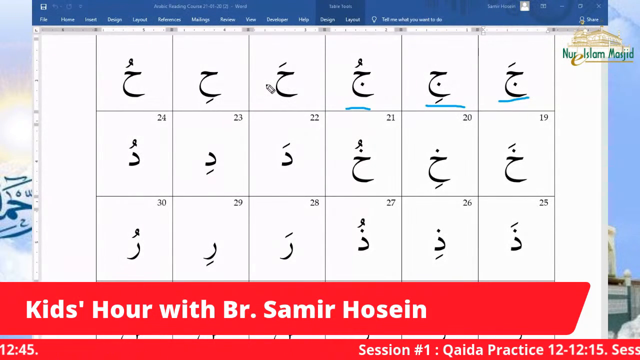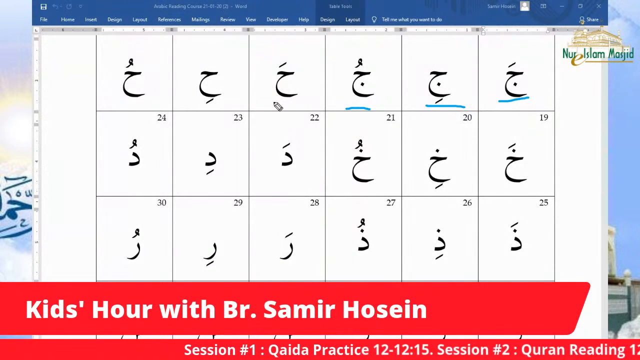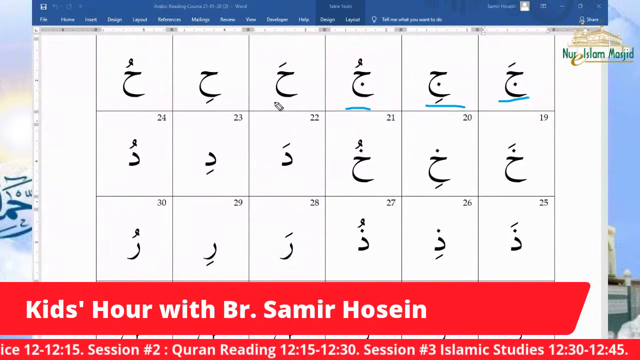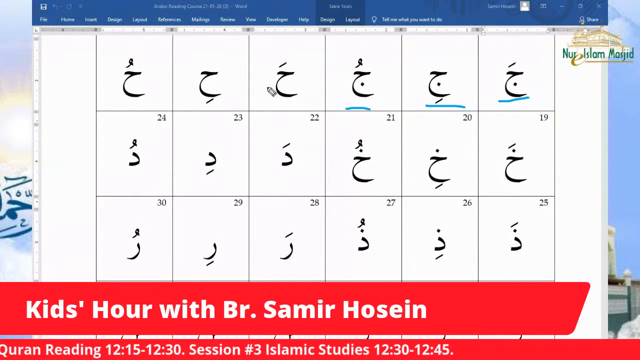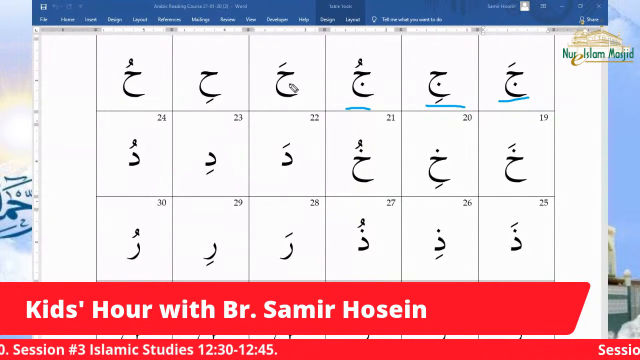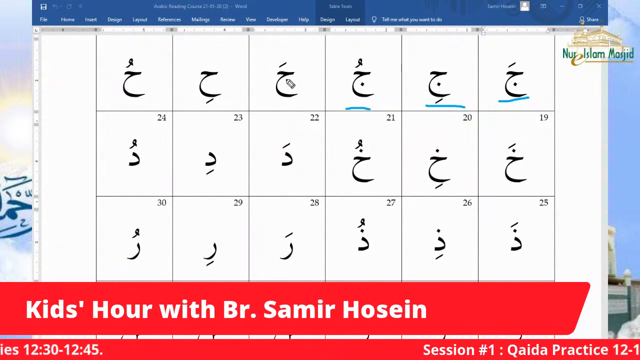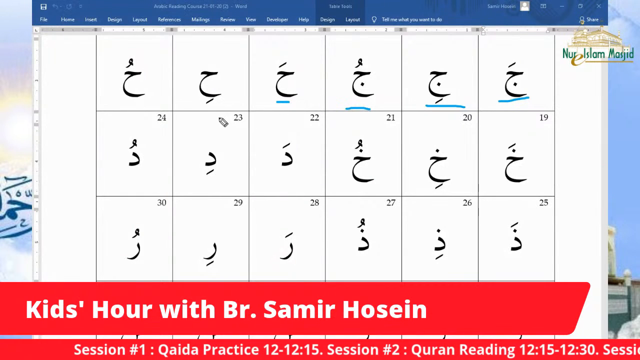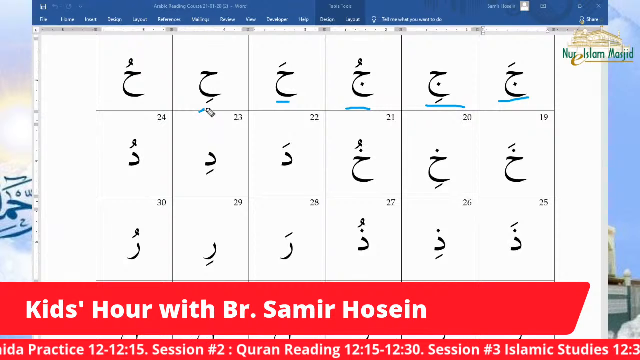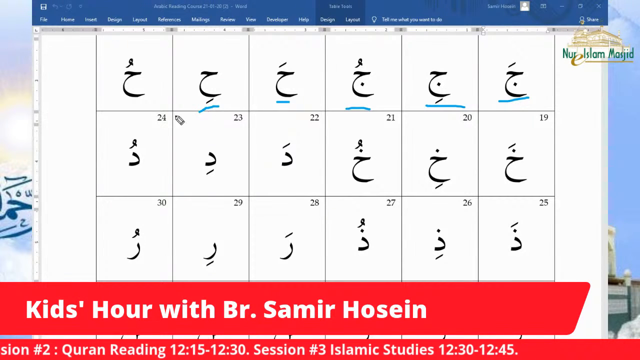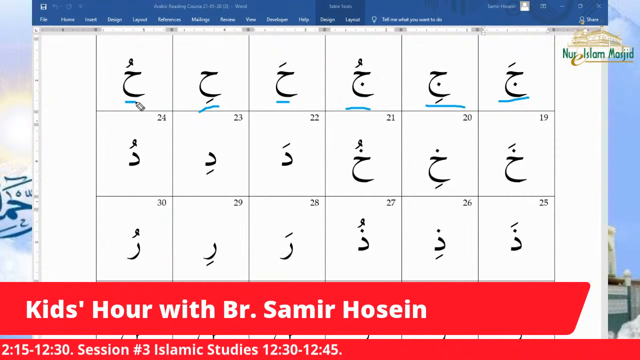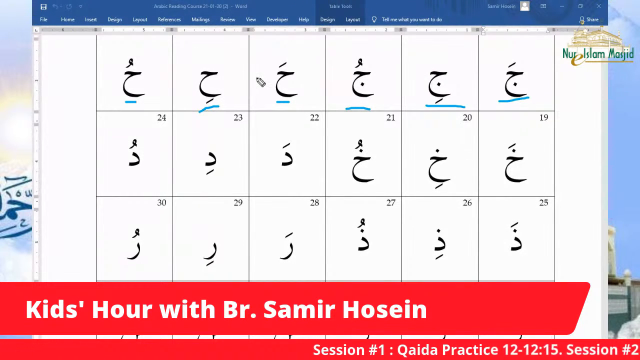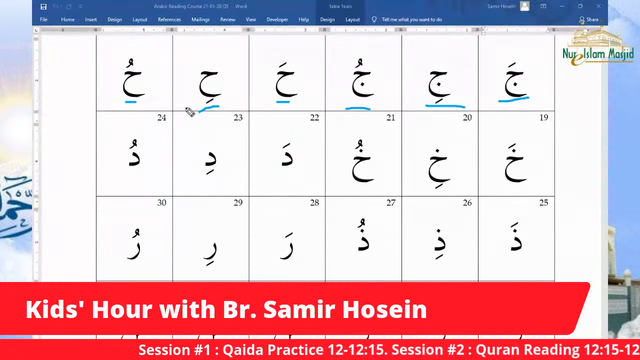This is the letter Ha, right? Ha. It's an airy sound, and the airy sound is not lost if the vowel changes. So we have the letter Ha with an A sound giving us Ha, Ha with an E sound giving us Hi, and Ha with a U sound giving us Hu. So we have Ha, Hi, Hu.